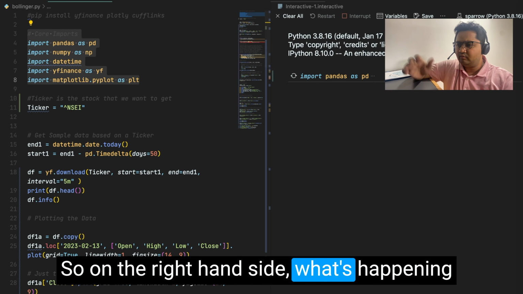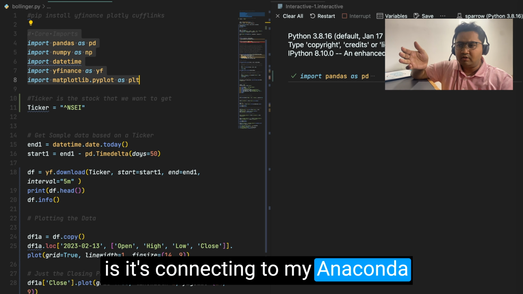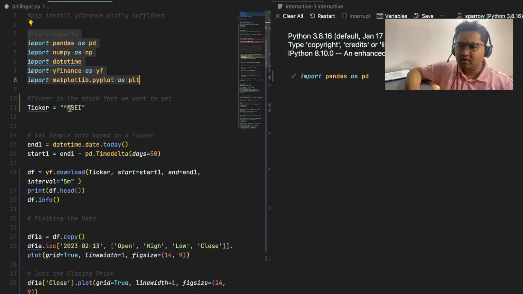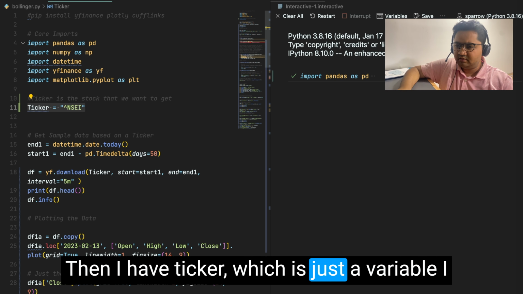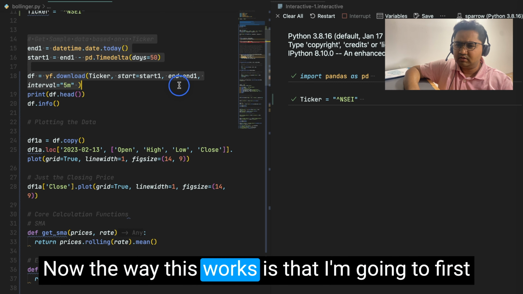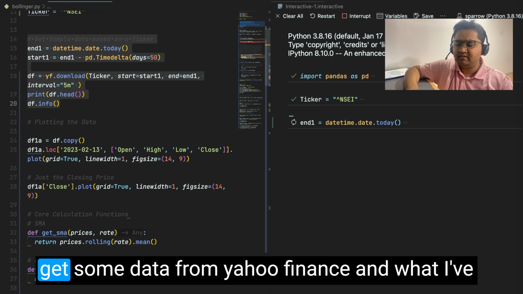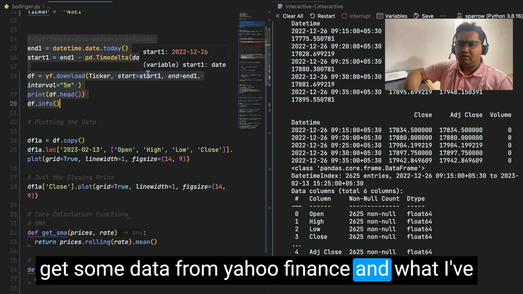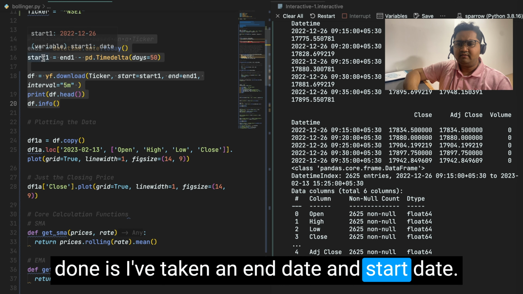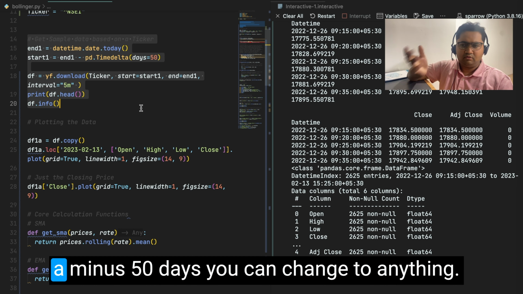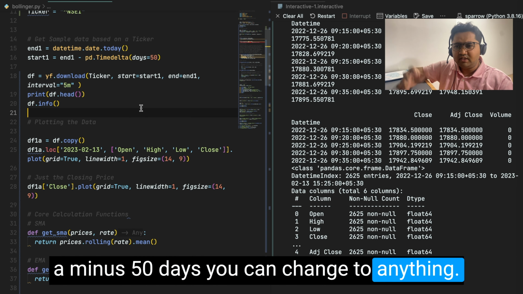So on the right hand side, what's happening is it's connecting to my Anaconda environment and just working its way through. Then I have ticker, which is just a variable I've defined so that I can keep changing it. Now the way this works is that I'm going to first get some data from Yahoo Finance, and what I've done is I've taken an end date and start date. Start date is basically today and end date is just minus 50 days. You can change it to anything.